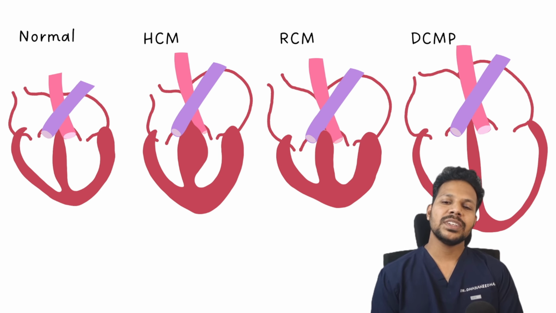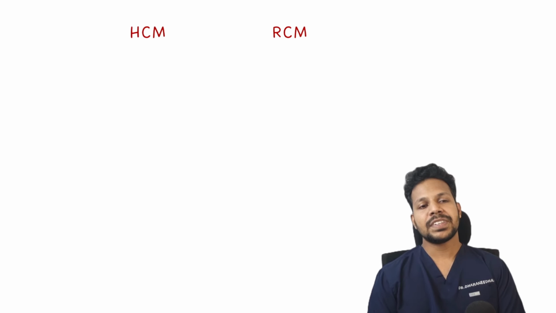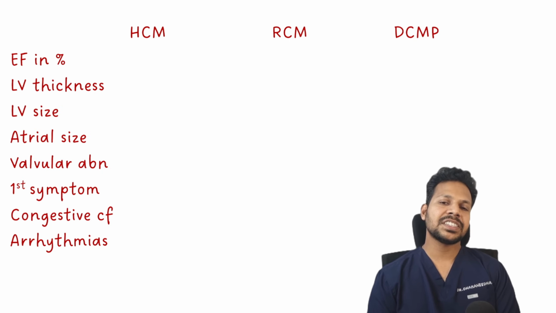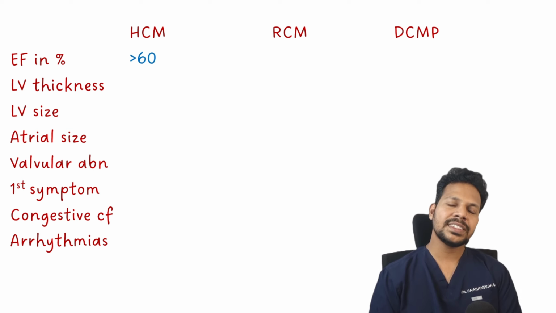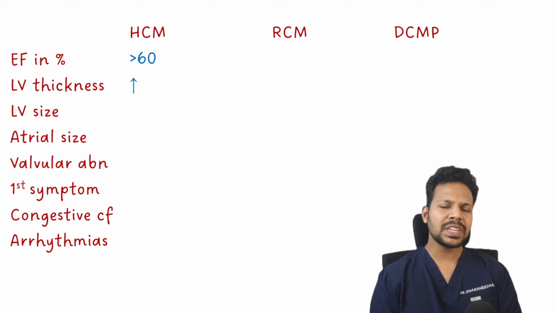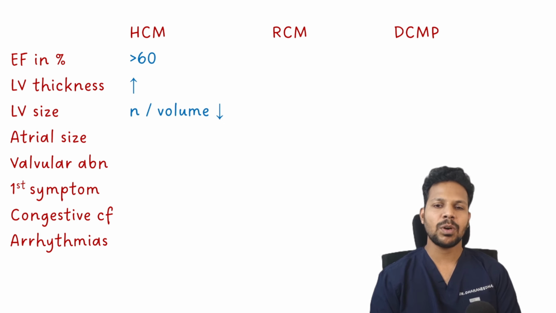Now, this is the last time I'm projecting this image in this lecture. This is only to go ahead lastly with the differentiation between hypertrophic cardiomyopathy, restrictive cardiomyopathy, and dilated cardiomyopathy. So let's differentiate between them. Now, the ejection fraction in hypertrophic cardiomyopathy is preserved, more than 60%. You can see the left ventricle is asymmetrically thickened with septal hypertrophy as well as left ventricular hypertrophy, so the LV thickness is increased. And because of the hypertrophied septum as well as the left ventricular concentric hypertrophy, the left ventricular volume is reduced or it may sometimes be normal.